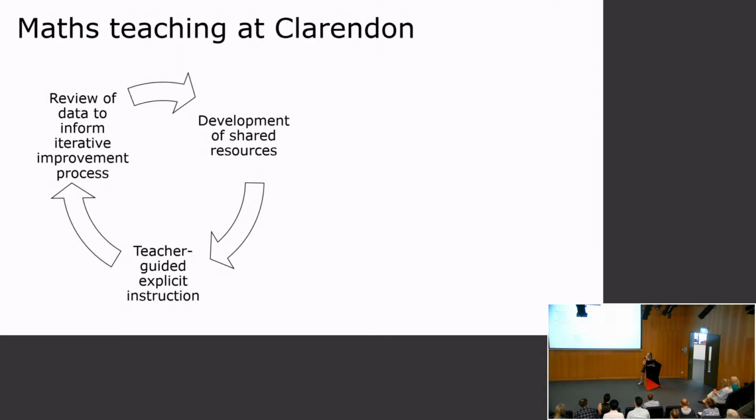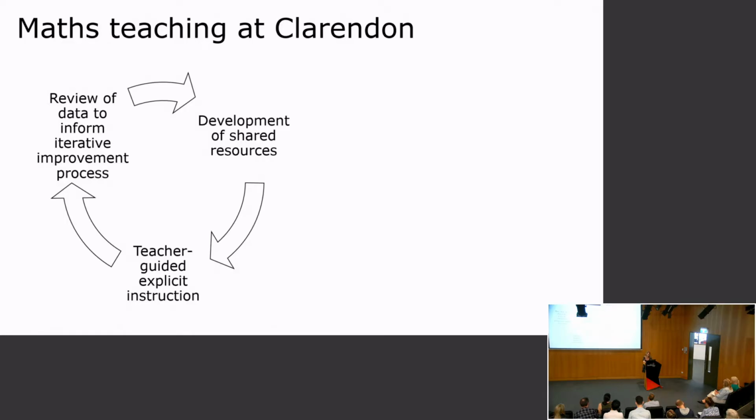So really simply, at an extremely high level, the way that we teach maths at Clarendon could be explained by this diagram. Our process is really cyclic. What we do is we develop shared resources, we use those in the classroom, and then finally we review the data to inform improvement.